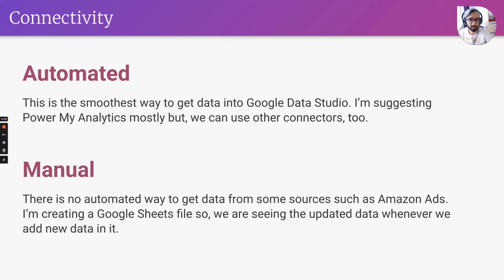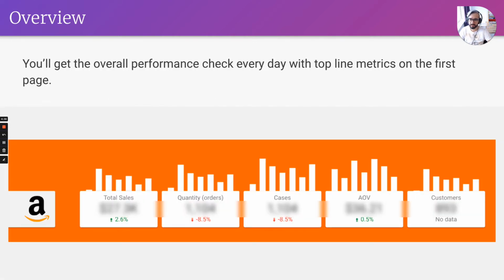But if you don't want to pay monthly fees to these connectors, you can put the data in manually, with a virtual assistant or by yourself. In that way, I, or your data visualization person, will create a Google spreadsheet, and you should put the data in that spreadsheet weekly, daily, or monthly. Yeah, this is the way, but it is not suggested.